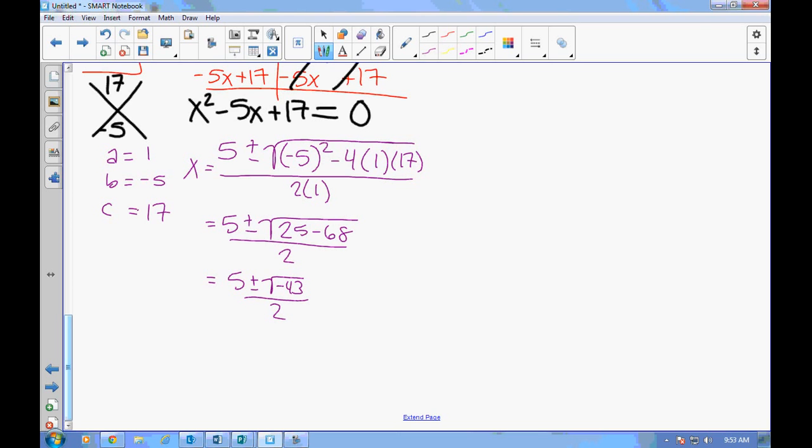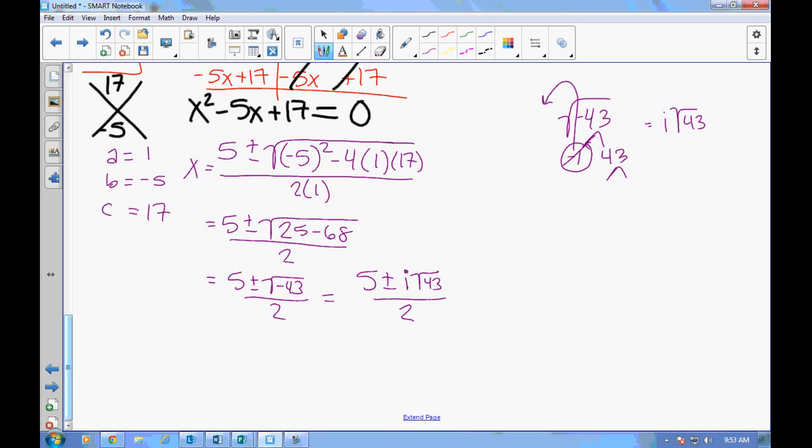Negative 43, you have to check to see if it's going to break down. Factor trees from way back in the day. Negative 1 and 43. Does 43 break down? Because it's prime, right? But you need to check. Sometimes things pull out. In this case, one thing does pull out. What pulls out? An i, not negative 1. Square root of negative 1 becomes an i. So we get i root 43. Okay, so this becomes 5 plus or minus i root 43 over 2.